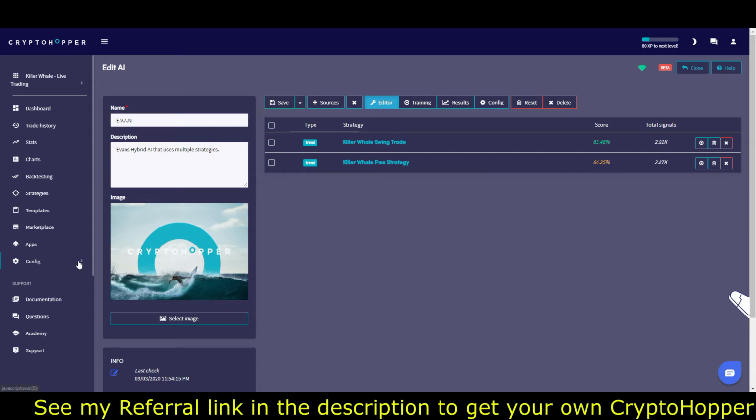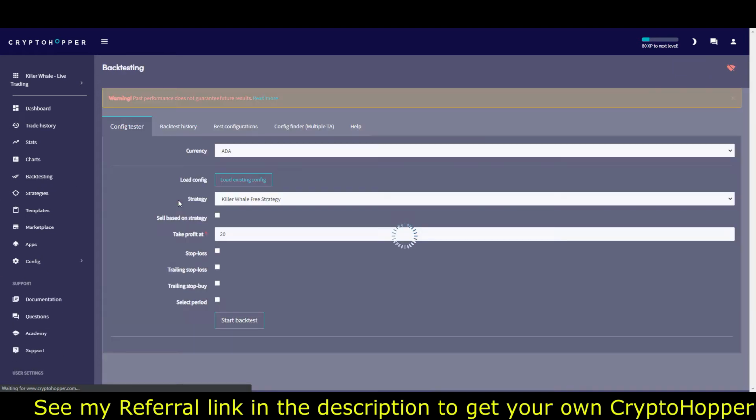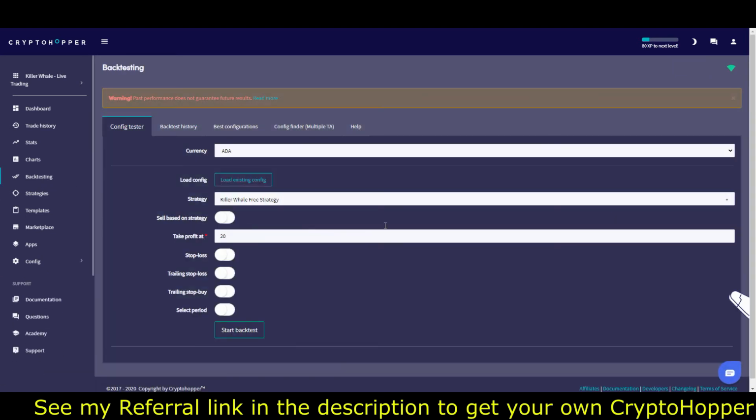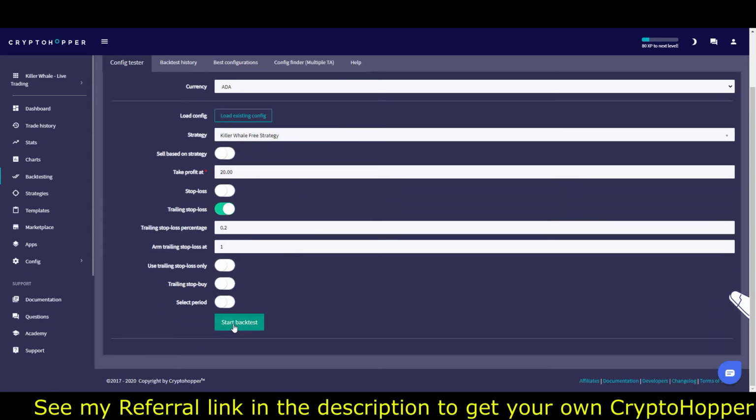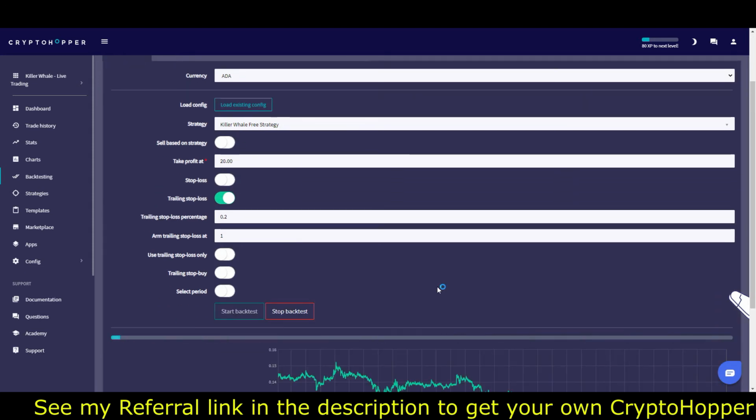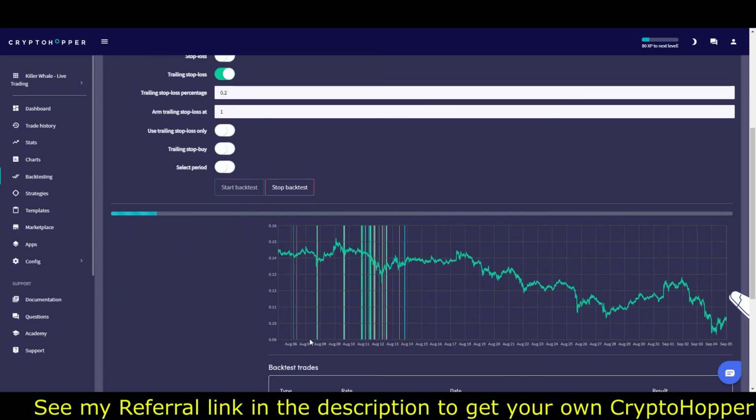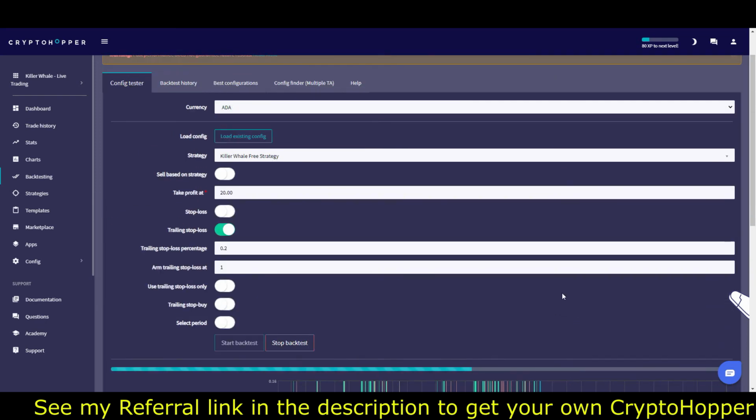But there's a lot you can set up in this thing. You can do back testing. Like I can load existing. It'll let you run a back test on, what, August 6th, the current date, pretty much the whole past month. It'll run a back test and see how it would have performed with a certain trailing stop loss percentage or the ARM trailing stop loss. And you can play with these numbers a little bit.